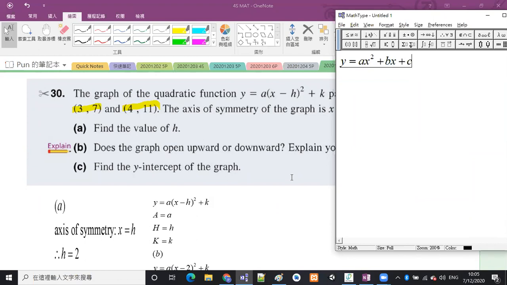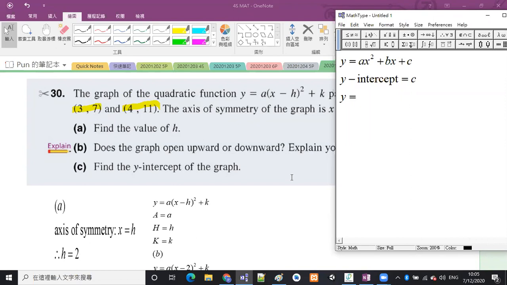If the equation is in expanded form, in general form, that is in ABC form, the constant term will be the y-intercept. Okay, so the y-intercept is just equal to c, because when you put x to be 0, the x squared term and the x term will become 0. So what is remaining on the right-hand side is just the c. So the y will be equal to c directly.